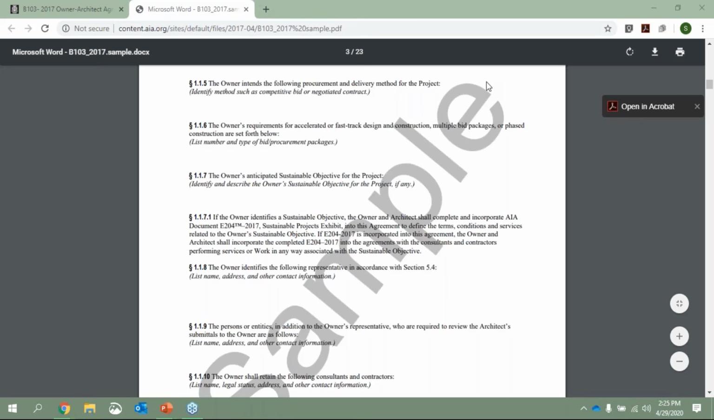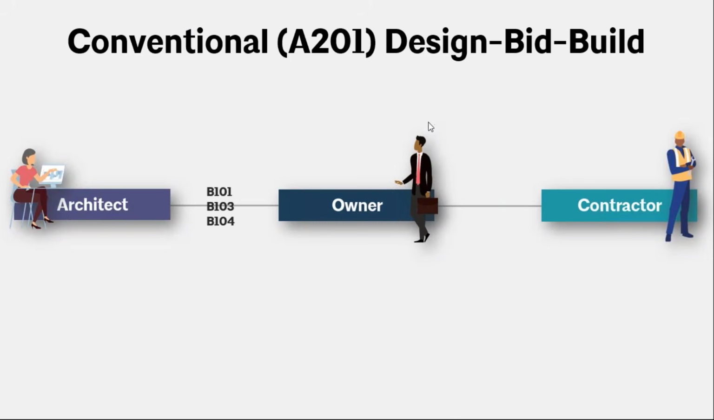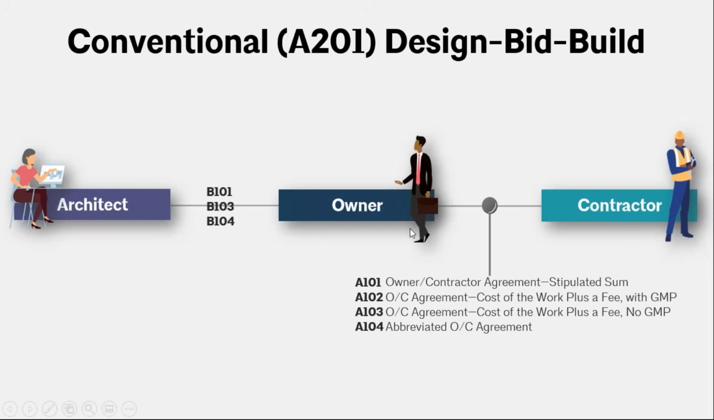So, returning here to the presentation, you have your different options for the owner-architect agreement. You're also going to have options for your owner-contractor agreement. So Ben referenced a few of these: your flagship A101 with the stipulated sum, and you're also going to have options for that cost plus work that Ben mentioned earlier, with or without the GMP or guaranteed maximum price, just depending on your project. We also have an abbreviated version of the owner-contractor agreement.